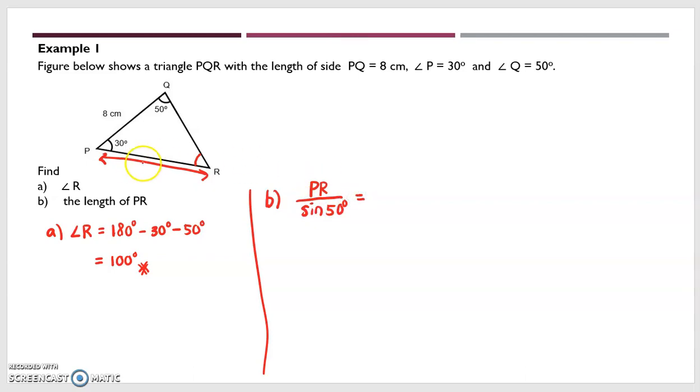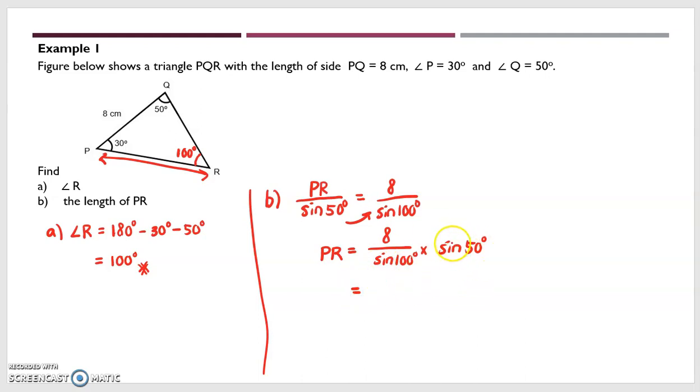will be equal to, here is the 100 degree angle, so I will use this angle and this side, which is 8 cm. So 8 over sine 100 degrees. By multiplying by sine 50 on the right hand side, PR will be equal to 8 over sine 100 degrees multiplied by sine 50.